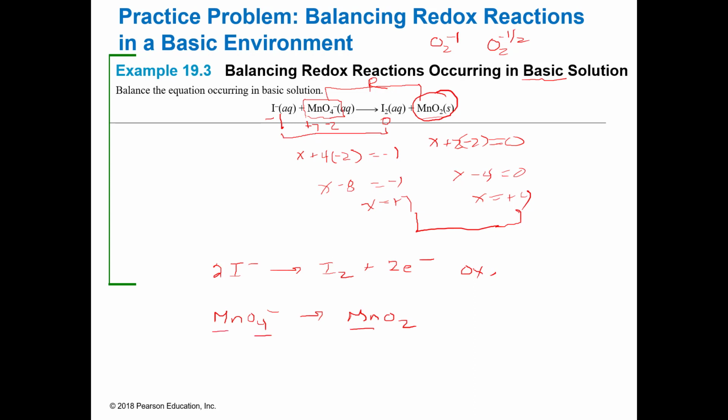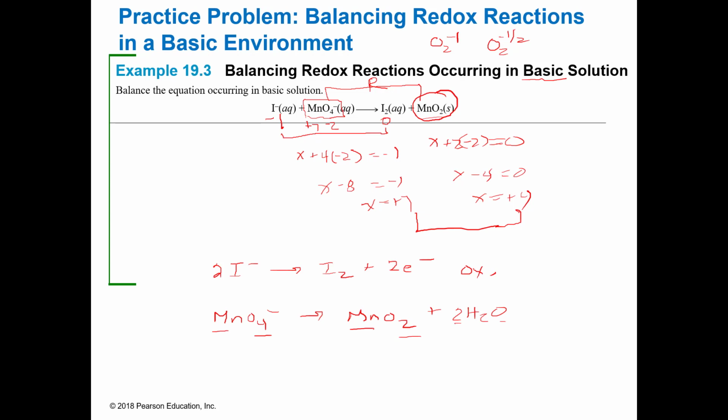We have 4 oxygen here. We have 2 oxygen here. So I need 2 more oxygen. The rule says if you need more oxygen, add water. So we're going to add two waters to the product side. By adding 2 waters, now I have 2 times 1 oxygen. I've got 4 oxygen on both sides.